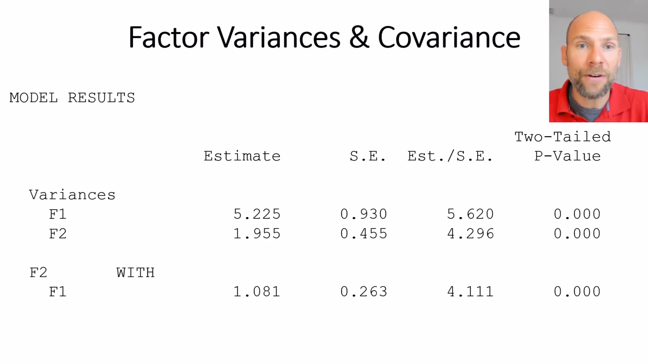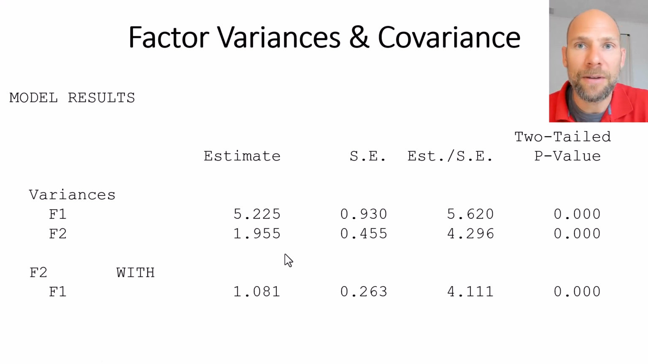Next, we have factor variances and covariances. The variances are given for F1 and F2. Now these don't have a super intuitive interpretation because, as we know, variances are squared standard deviations. A standard deviation would be easier to interpret because it's in the units of the original variable. But here those are squared standard deviations, the variances, so they're not super clearly interpreted.